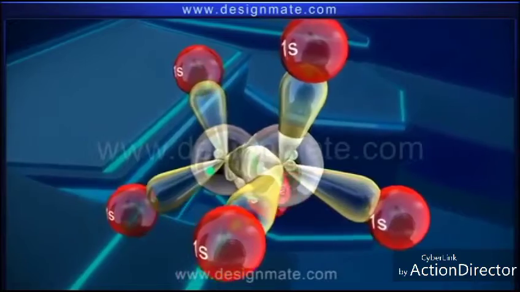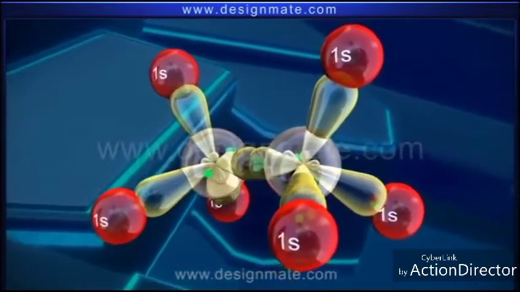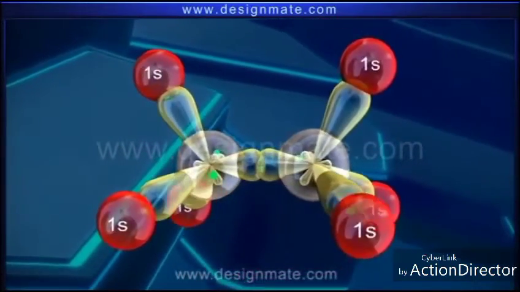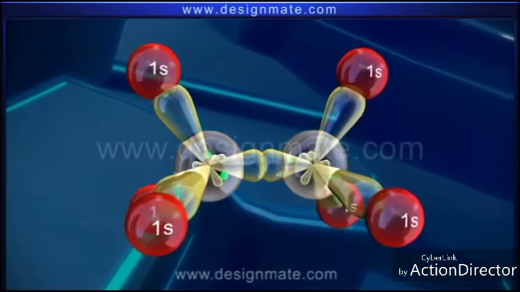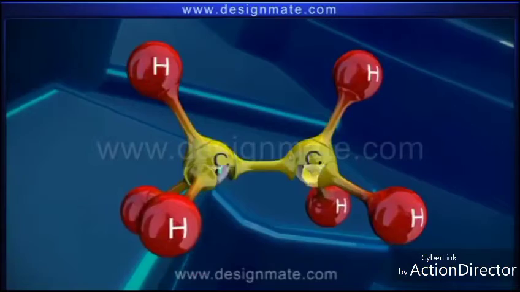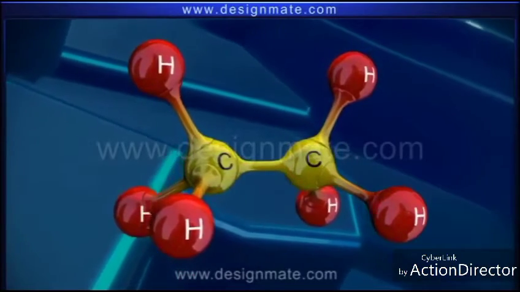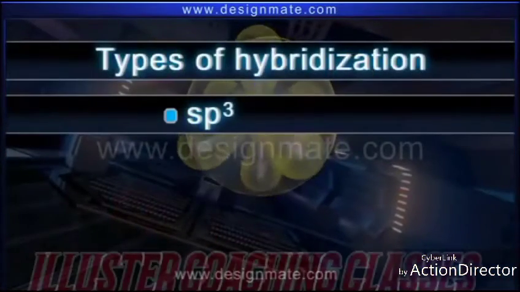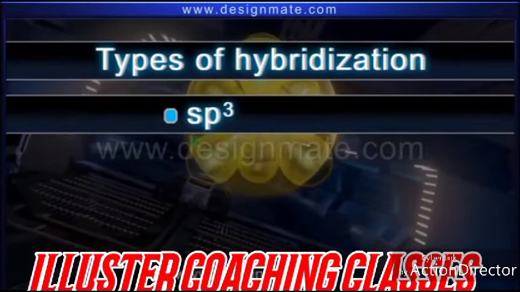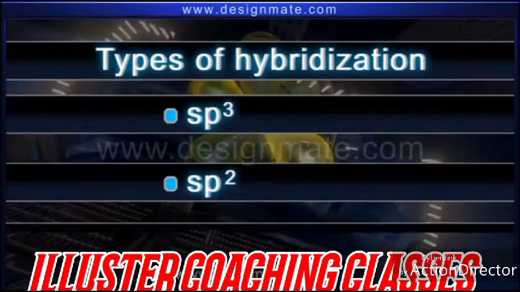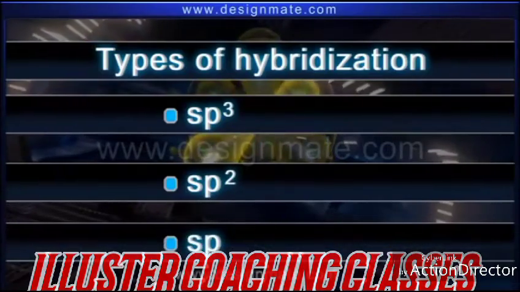In other words, whenever a carbon atom in an organic compound forms 4 sigma bonds which are directed along the corners of a regular tetrahedron, it is sp3 hybridized. Besides sp3 hybridization, the excited carbon atom may also undergo sp2 or sp hybridization.